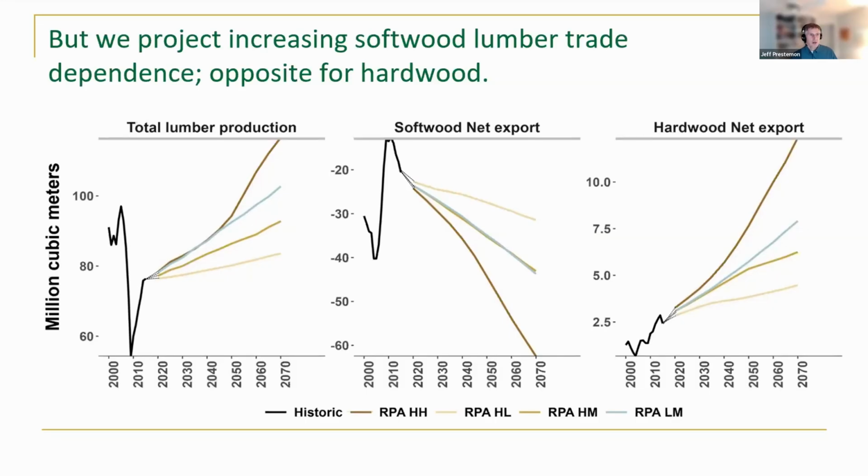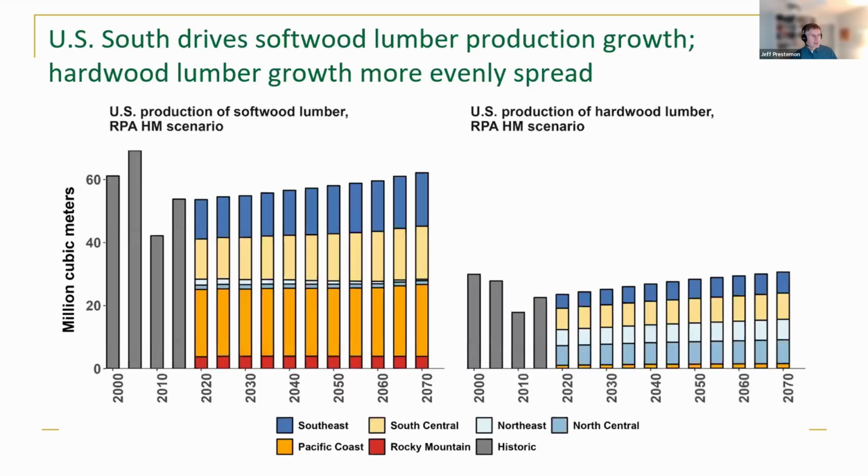When it comes to hardwood, it's the opposite situation. We tend to export more hardwood lumber than we import, so we're one of the world leaders in hardwood lumber exports. And in total, our production is projected to rise over time to the end of our 50-year projection period. Another thing to notice is that we can break out these results by RPA region, across the regions of the United States, and it is important to understand and appreciate where some of this lumber is being produced.